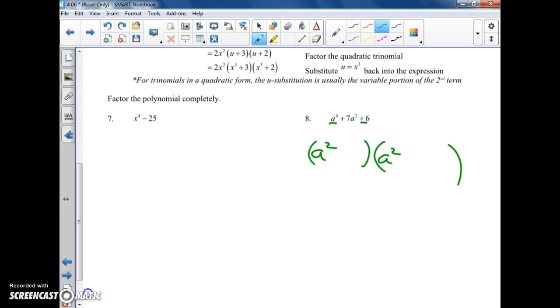Here's positive 6. What 2 numbers multiply to give you positive 6, but add to give you positive 7? 6 and 1. So it's going to be positive 6 and positive 1. You're done. The problem's over. You don't have to factor any further. Well, so look, can you factor it any further? No, you can't. You see, that's it.